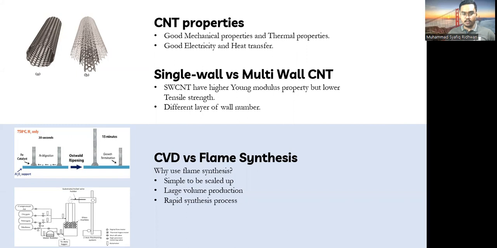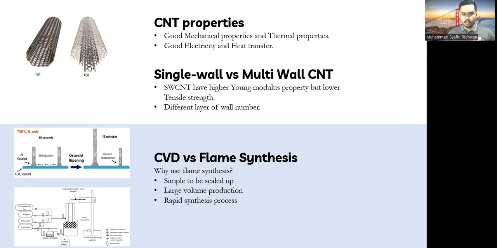To compare, single-wall carbon nanotube and multi-wall carbon nanotube are differentiated by the number of walls. The single-wall carbon nanotube has only a single layer of wall, while the multi-wall has more than one layer of CNT. Single-wall carbon nanotube has good elastic properties, such as a higher Young's modulus but lower tensile strength.